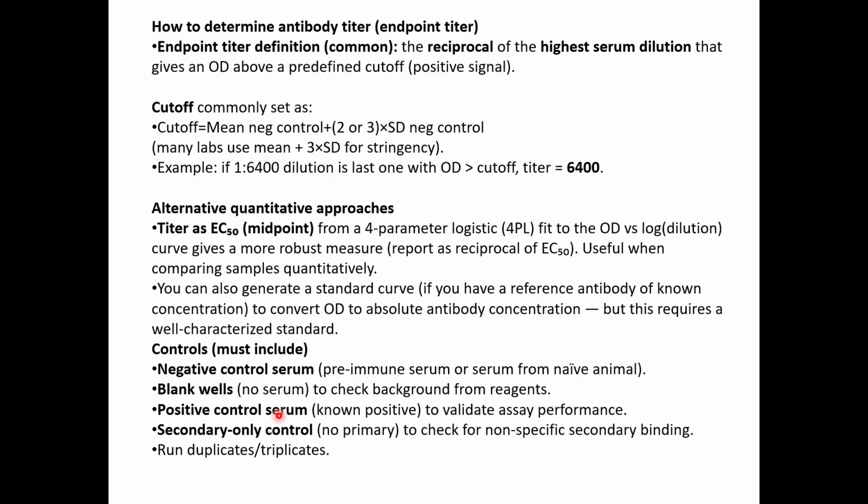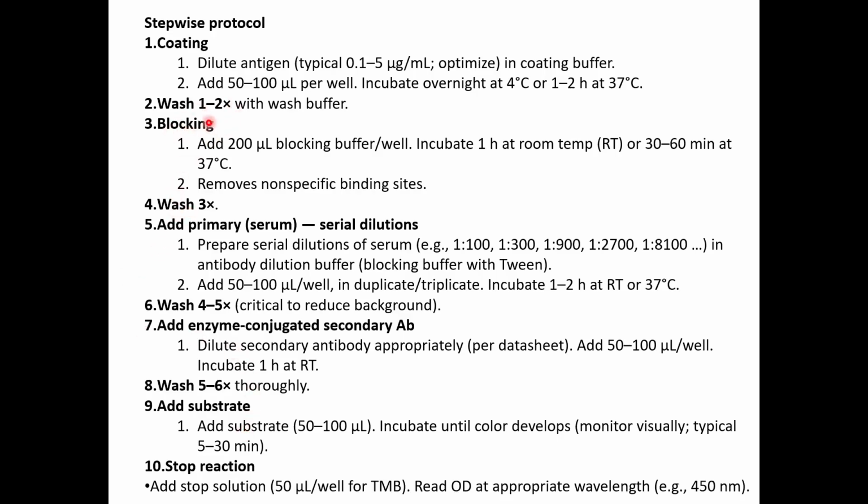Then you have a positive control, in which you know that a known antibody is present. And then a secondary-only control. Here you do not add your primary, you add only your secondary. This shows if your secondary antibody has any kind of non-specific binding. In that case, you might get a higher signal than it should actually be due to non-specific binding of your secondary. To avoid this, we have something called blocking.